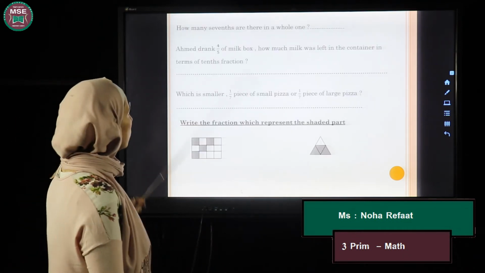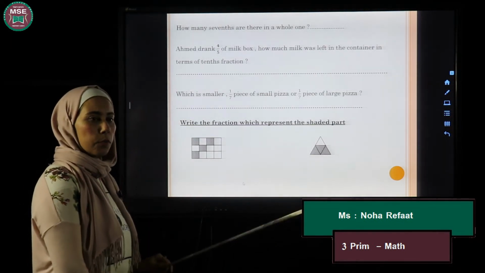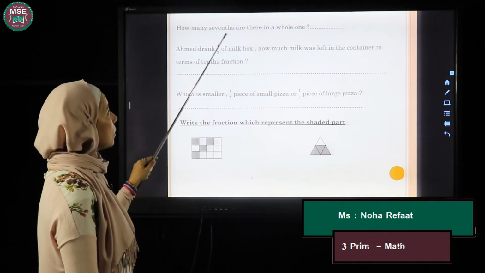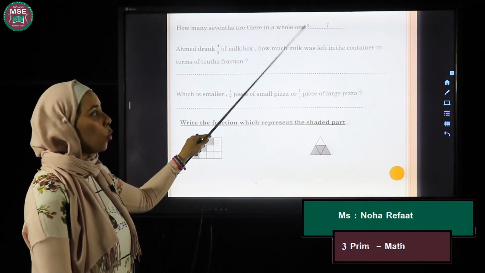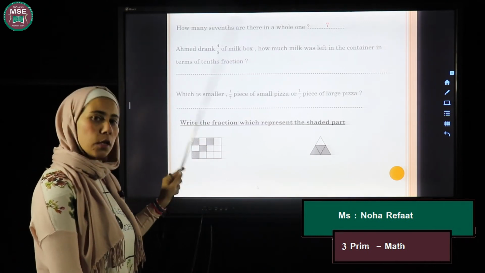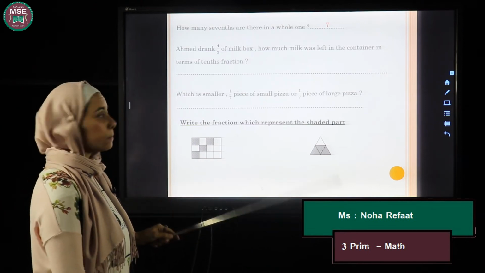The next question, how many sevenths are there in a whole 1? We said before that the whole 1 is a whole shape. So we have 7 sevenths in the whole 1. We have 5 fifths, 2 halves, and 3/3 in the whole 1.